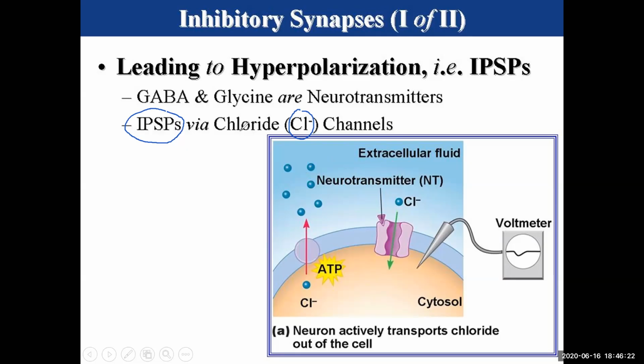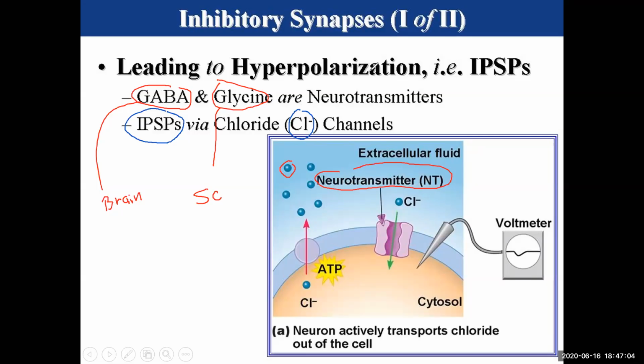So the neurotransmitter can be GABA or glycine, right? Here, each circle is one neurotransmitter molecule. So it can be GABA or glycine. GABA is released by neurons in the brain, whereas glycine is released by neurons in the spinal cord, SC, spinal cord. So when it binds, it opens a channel, and chloride comes in.